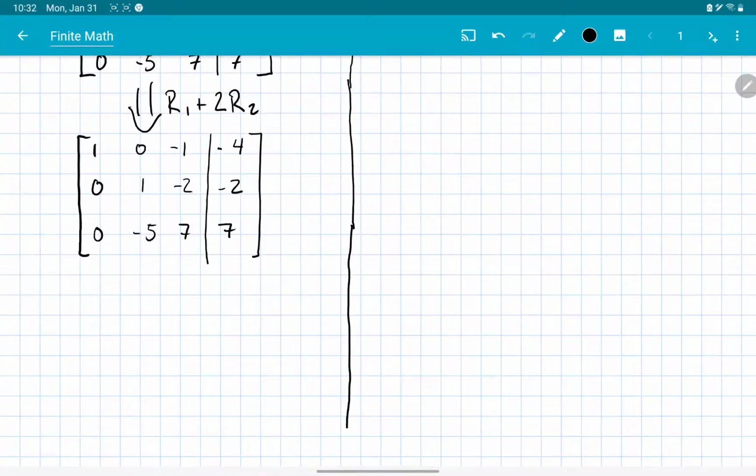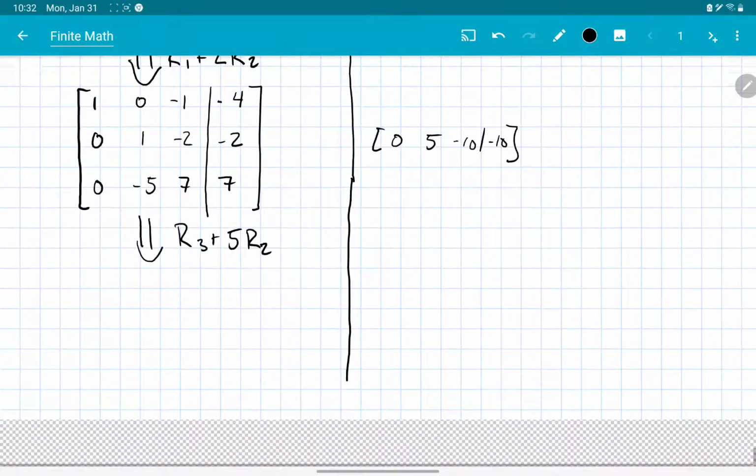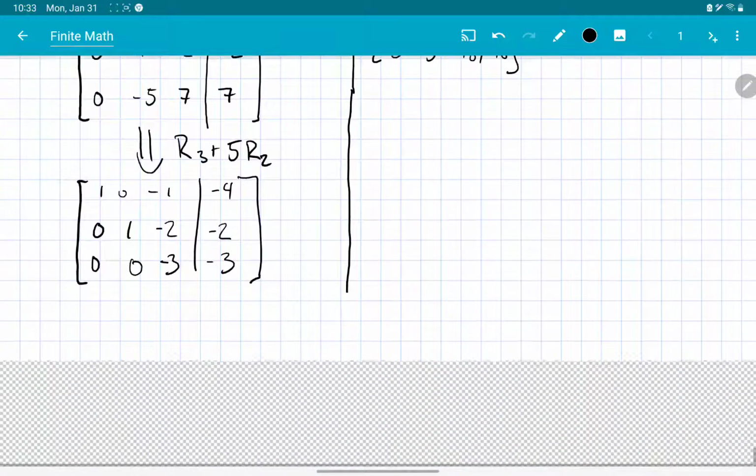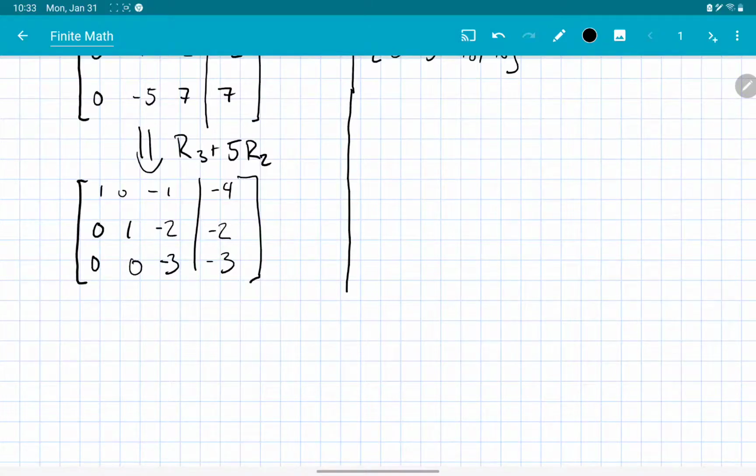Now my target is the -5 in the third row, so I'm going to take row 3 and add 5 times row 2. So I want to write 5 times row 2 over here. First row stays the same. Second row stays the same. And the third row changes now. 0, 0, -3, -3. Okay, I'm getting close to what I want. Just 1s on the diagonal and 0s everywhere else.